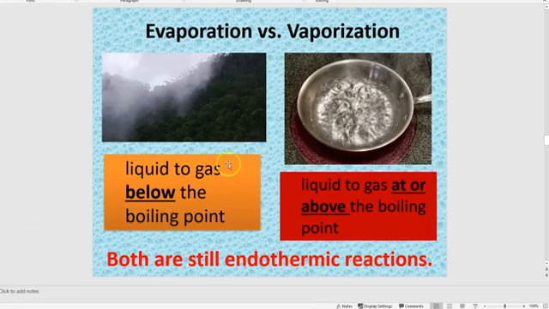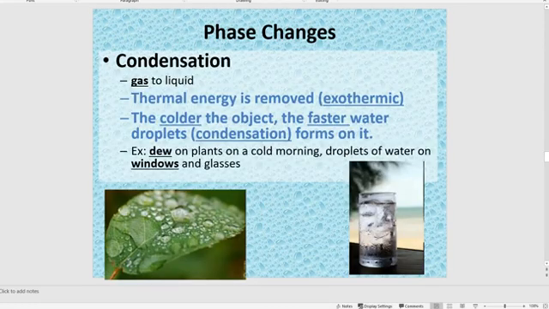So here is the difference in a nutshell. Liquid to gas below the boiling point is evaporation. Liquid to gas at or above the boiling point is vaporization. Both are endothermic. The opposite of evaporation would be condensation. So look at your notes. On the other side, the opposite of evaporation is condensation. So instead of liquid to gas, we're going gas to liquid. Thermal energy is removed, so this would be an exothermic reaction. The object is getting colder.